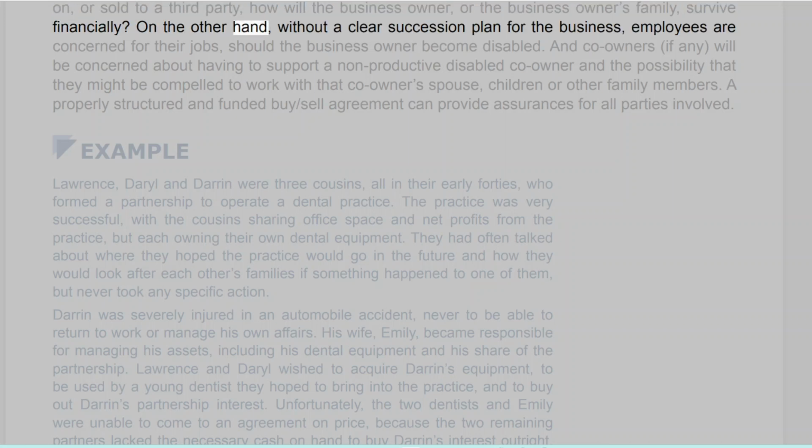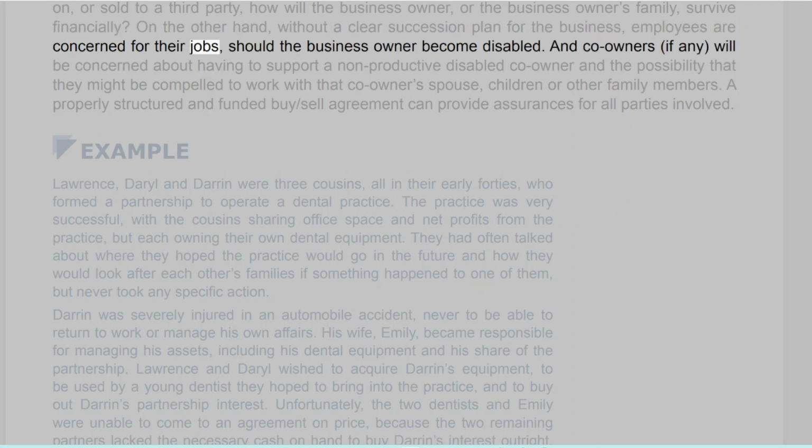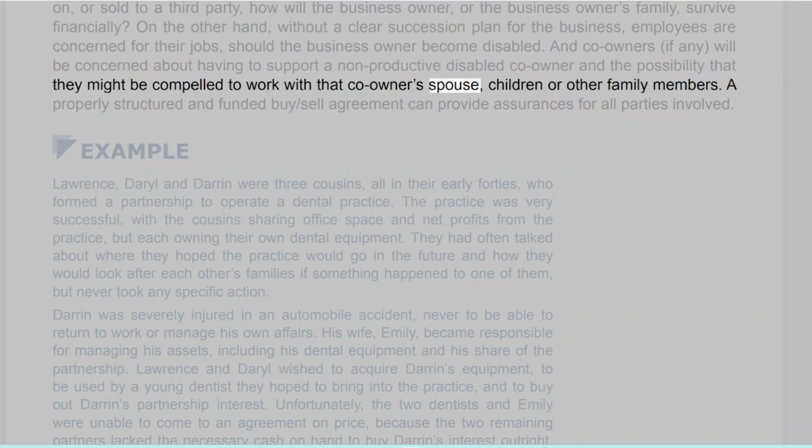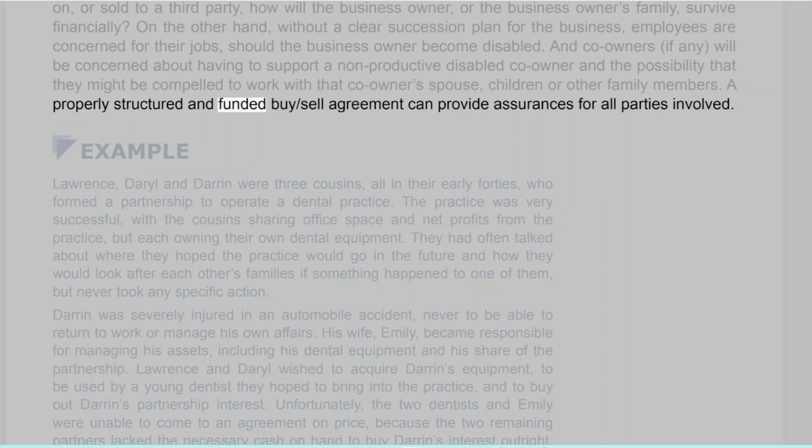On the other hand, without a clear succession plan for the business, employees are concerned for their jobs should the business owner become disabled. And co-owners, if any, will be concerned about having to support a non-productive disabled co-owner and the possibility that they might be compelled to work with that co-owner's spouse, children, or other family members. A properly structured and funded buy-sell agreement can provide assurances for all parties involved.